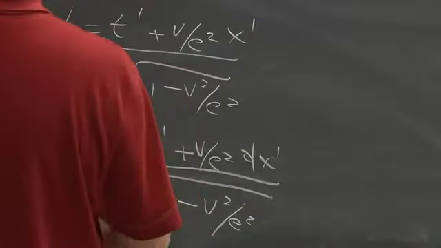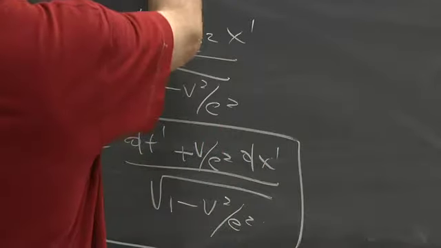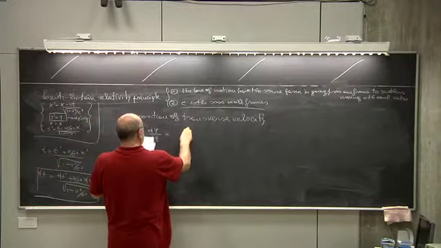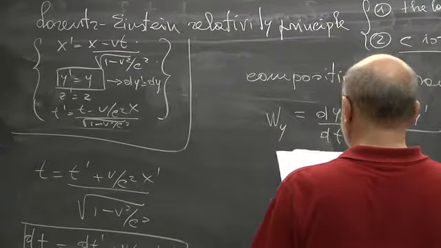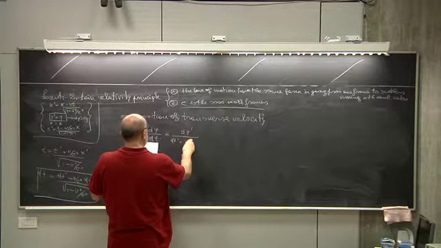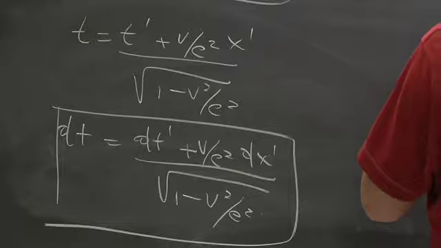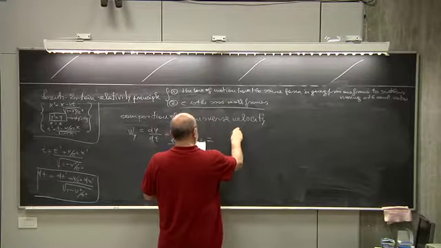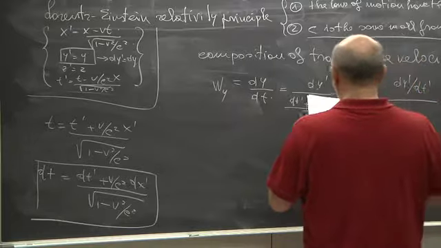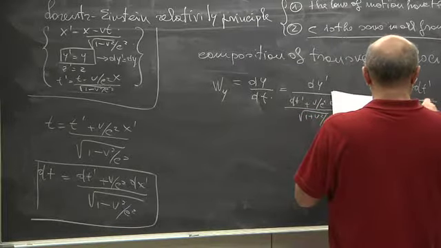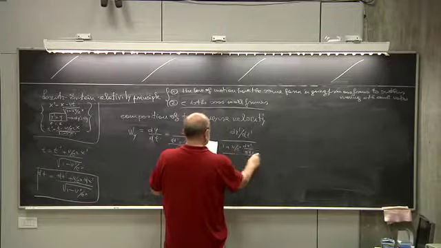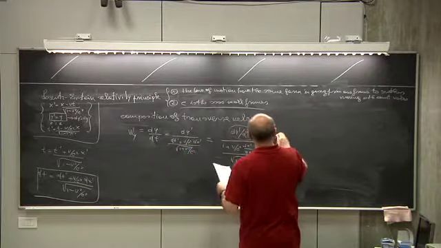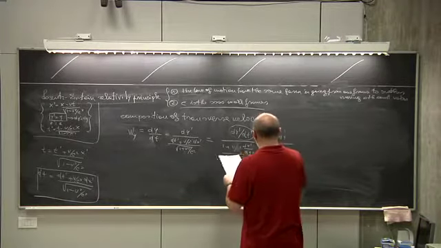Okay, now let's insert this and this. That immediately implies dy prime is equal to dy here. So we have dy prime over (dt prime plus v over c squared dx prime) over the square root of 1 minus v squared over c squared. And you get dy, let's divide everything by dt prime: 1 plus v over c squared dx prime over dt prime, over the square root of 1 minus v squared over c squared. Now, what is this? This is w prime y. Then I have divided by this.